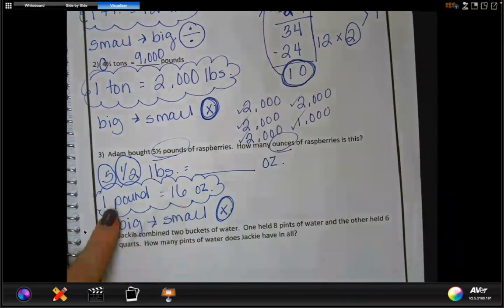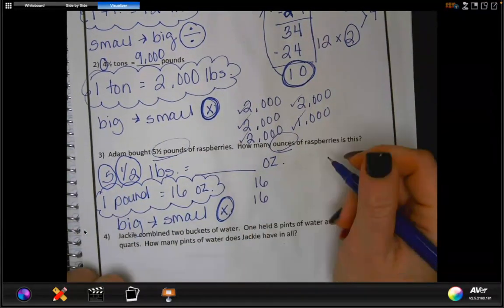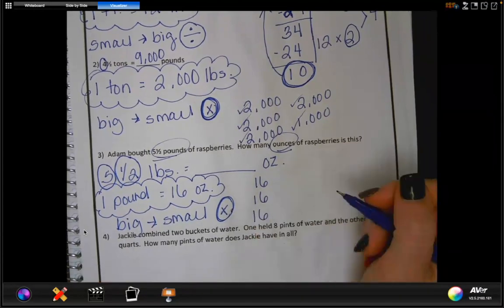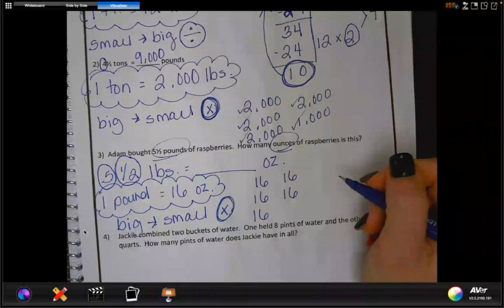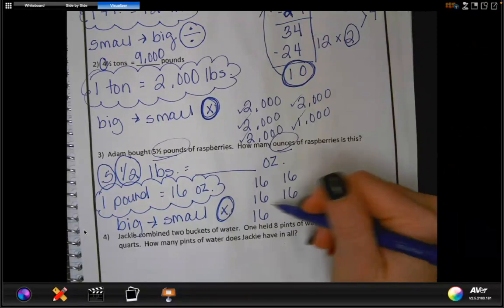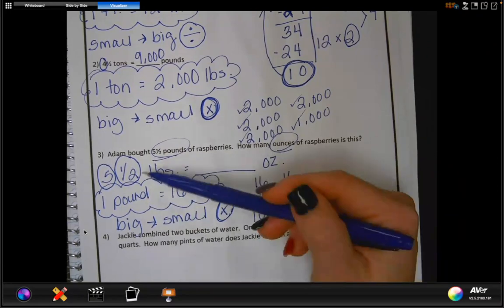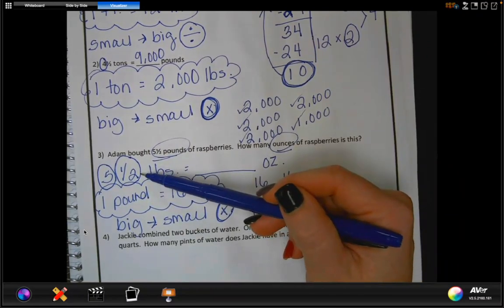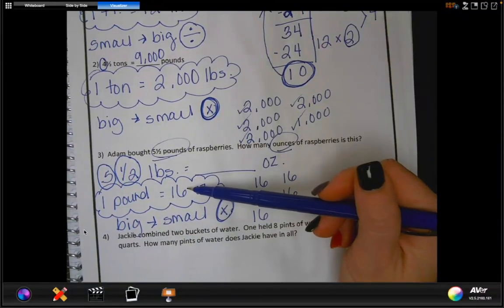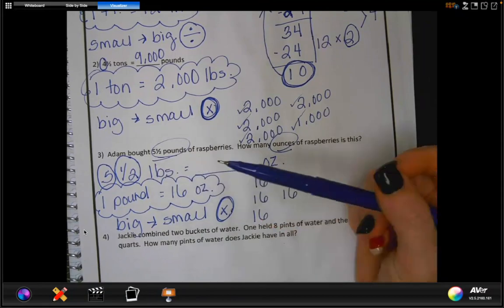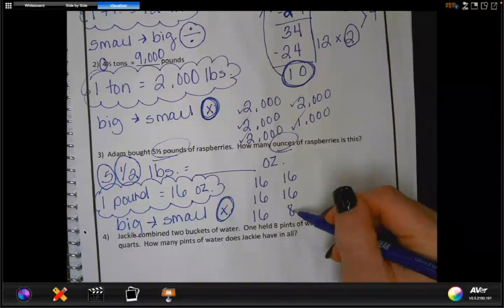So there's 16 ounces in 1 pound. So that's 16 ounces for pound number 1, 16 ounces for pound number 2, 16 ounces for pound number 3, 16 ounces for pound number 4, and then 16 ounces for pound number 5. So we've got 5 16s up here. But then remember, we still have half of a pound left over. So if 16 ounces is 1 pound, cut that number in half. How many ounces are there in a 1/2 pound? Well, half of 16 would be 8, right? So there's 8 ounces in a 1/2 pound.